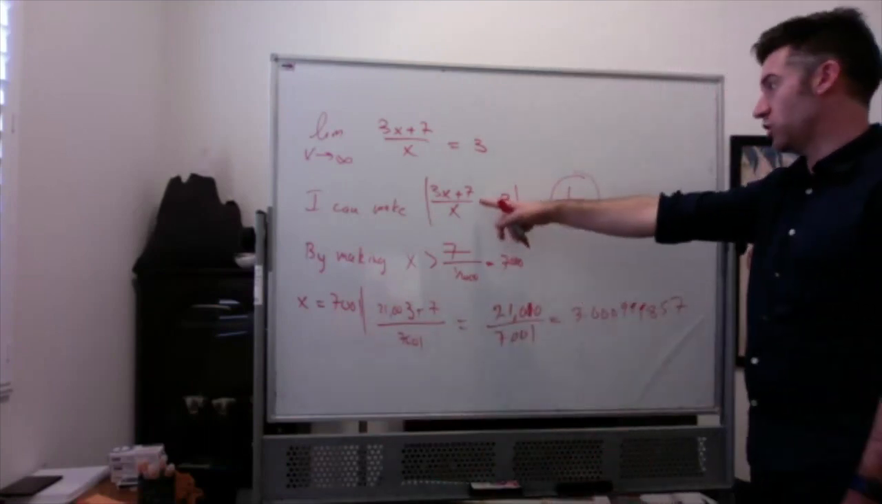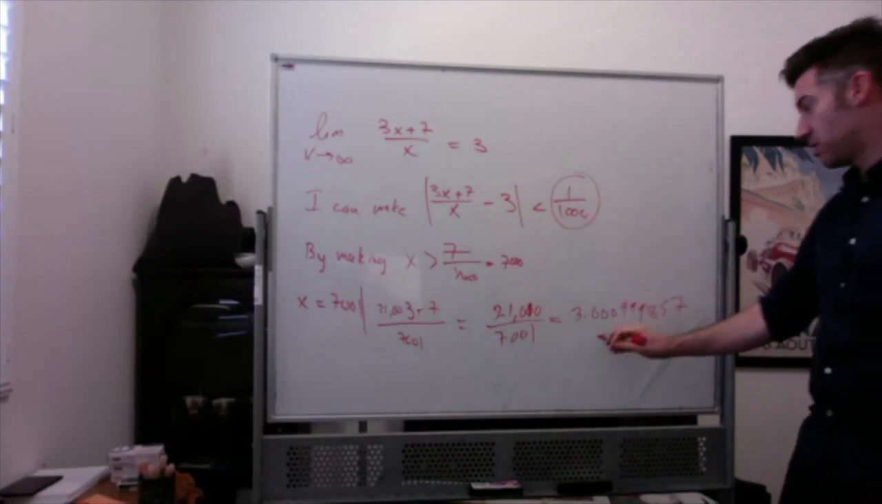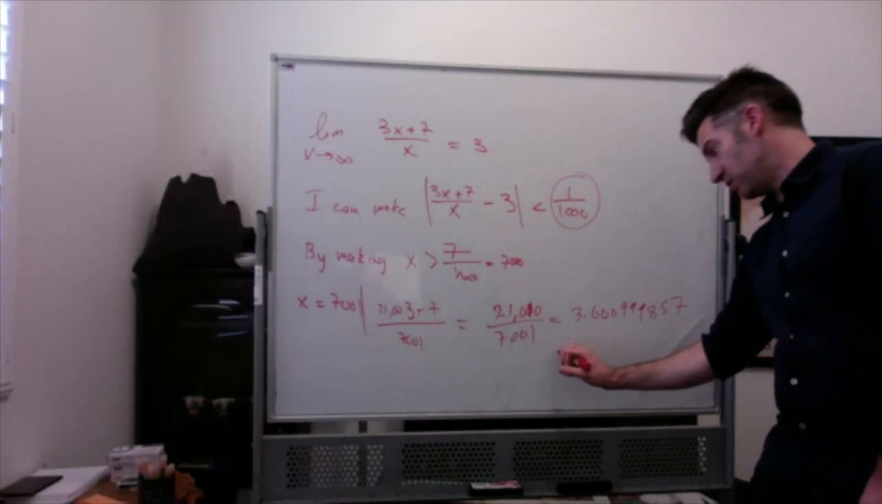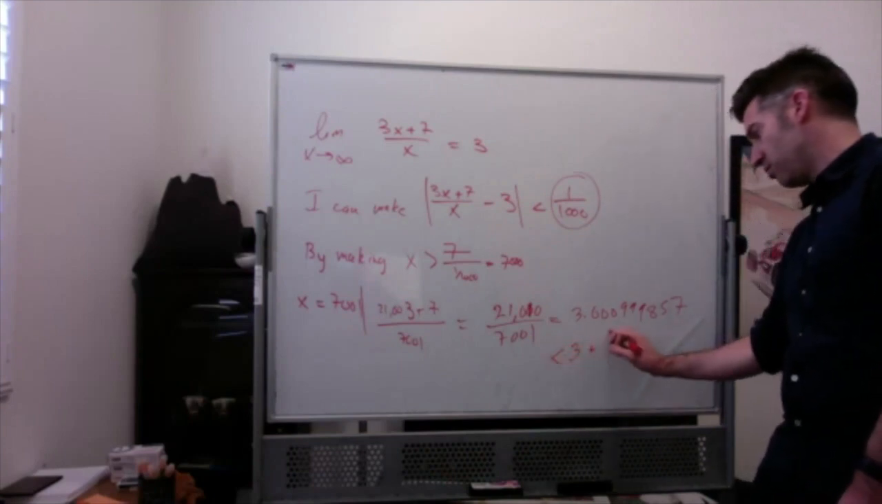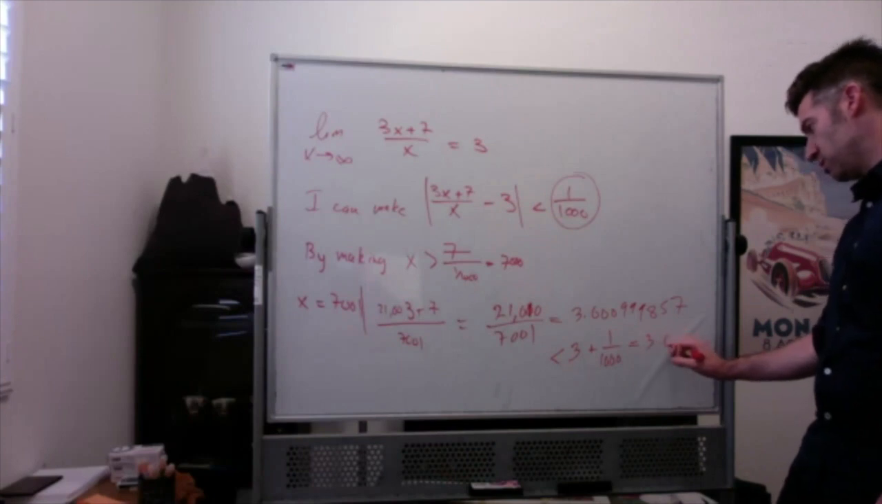So look, I picked some arbitrary condition, and I found that x has to be that big so that the function is within that amount of 3, right? This is 3, or I should say this is less than 3 plus 1/1000th, which is 3.001.